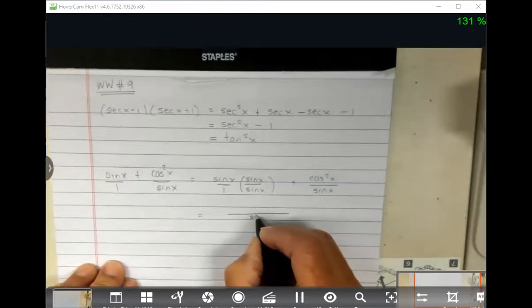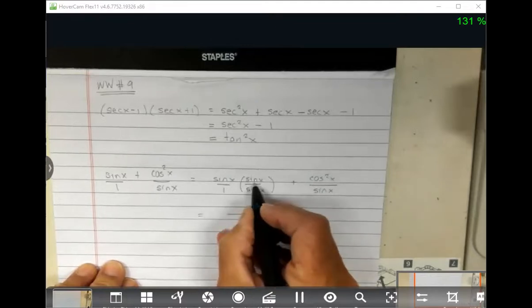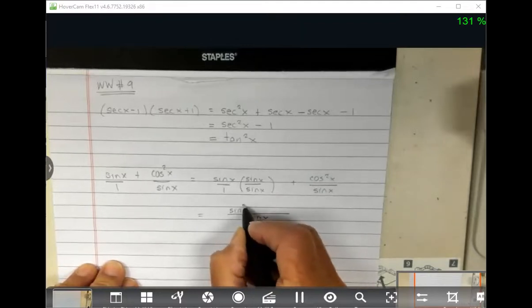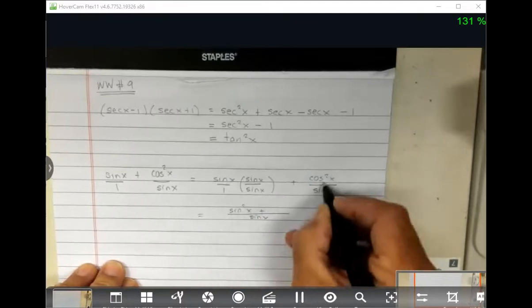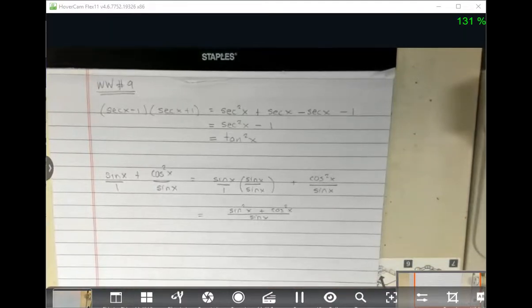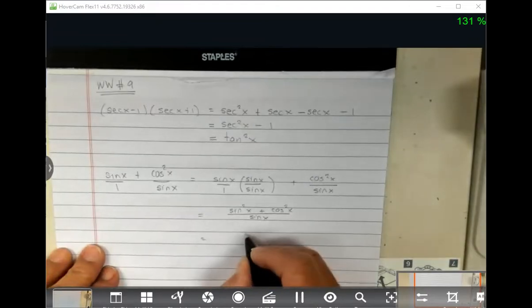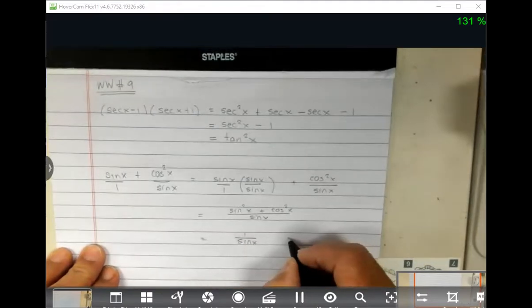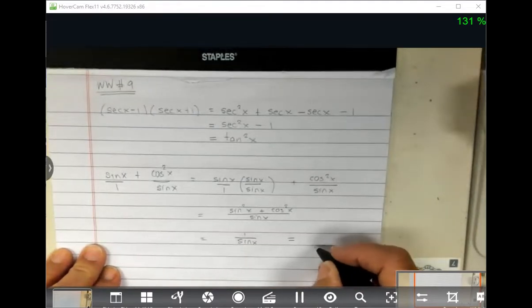And now that I have the sine of x underneath both of them, I'm going to make them into one fraction. The first fraction contributes a sine squared of x, and the second fraction a cosine squared of x. And there's my favorite sum, sine squared plus cosine squared. What does that equal? That's a 1. So I get 1 over the sine of x, and that's another trig function. Which trig function is 1 over sine of x? That is the cosecant of x.